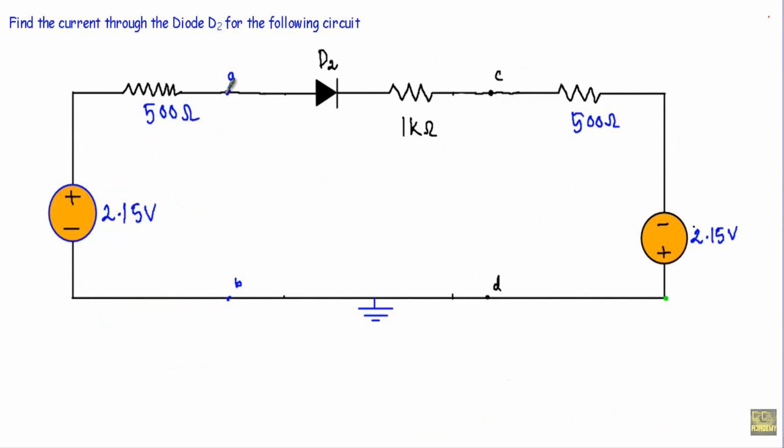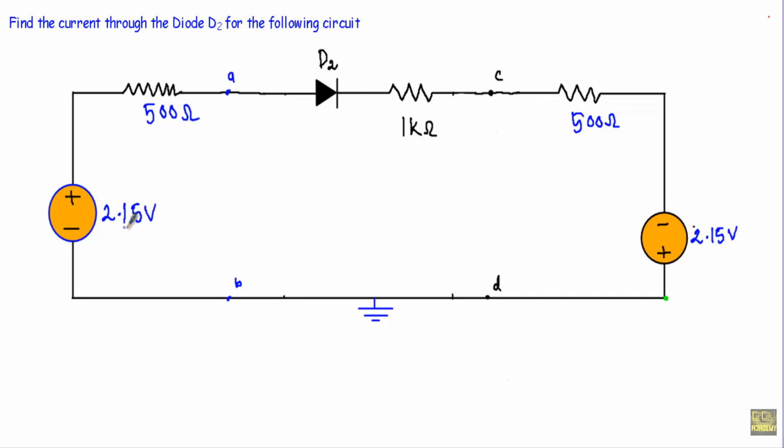Now see, I have replaced the left portion of the circuit connected between A and B terminals with a voltage source of 2.15 volt and 500 ohm, its Thevenin equivalent circuit, and the right portion between C and D terminal with a voltage source of 2.15 volt and 500 ohm resistor. As we are replacing this portion with Thevenin equivalent circuit, that will not alter the circuit property.